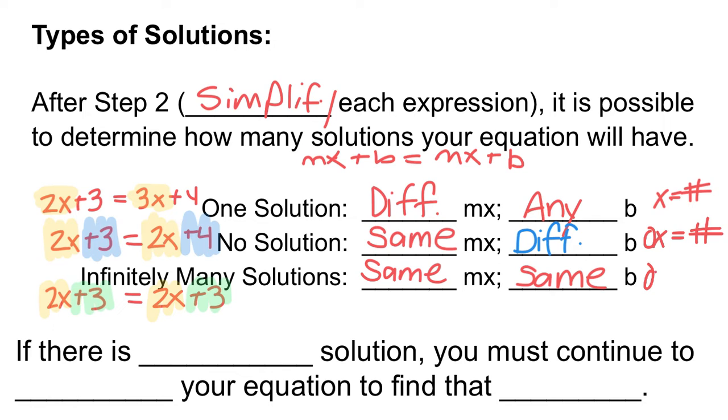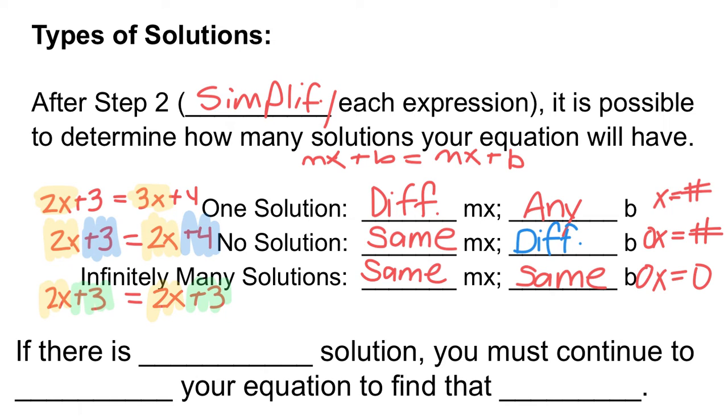If you end up with 0x equals 0, well, that's your situation where you have an infinite number of solutions, because 0x always equals 0, because everything times 0 is 0. So that statement is always true, and that's what it would look like for infinite. So if you get something like 0 equals 1, 0 equals -5, that's going to be no solution. But 0 equals 0 is infinite.